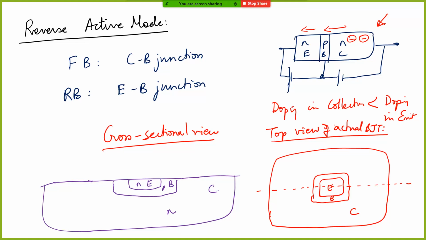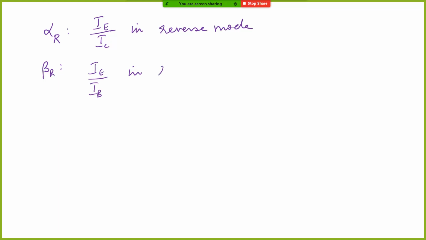Now when you try to use the same device in reverse mode, the performance is suboptimal. So we can define what is called alpha R and beta R. This is the IE to IC ratio in reverse mode, and this will be the IE to IB ratio in reverse mode. Because now the collector is acting as the emitter and sending the charge carriers, and the base-emitter junction really doesn't do much.